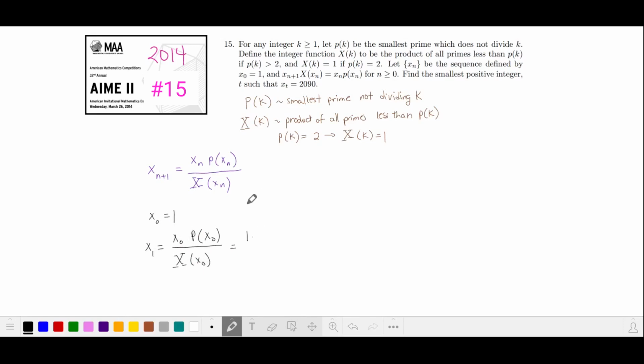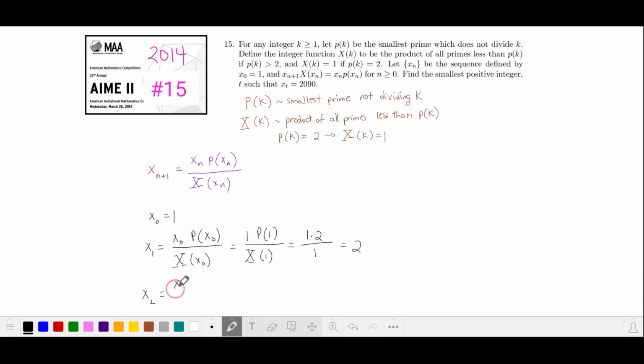x0 was 1. We're now looking for the smallest prime that does not divide 1. The smallest prime is 2. 2 doesn't divide 1, so that's our result. Now we're looking for capital X of 1, where P of 1 is equal to 2. That means the denominator is 1. So x sub 1 is equal to 2.